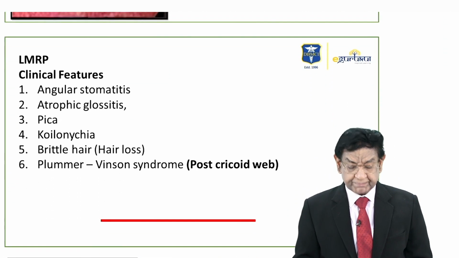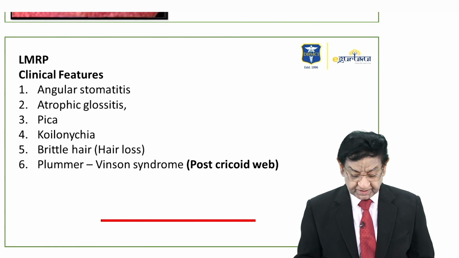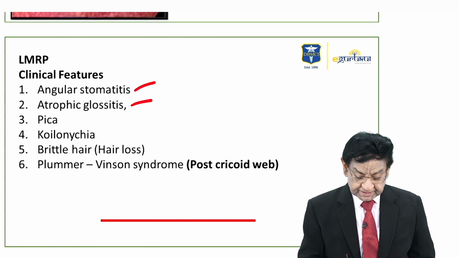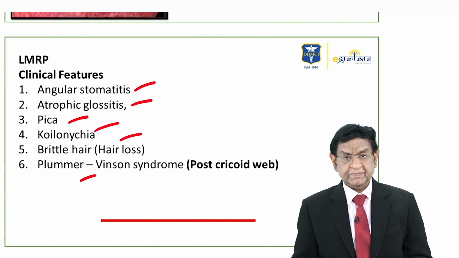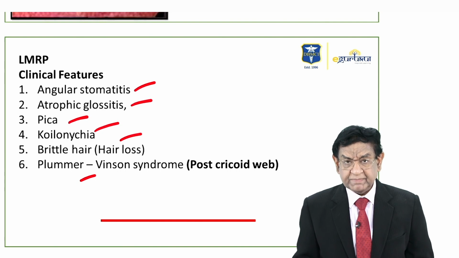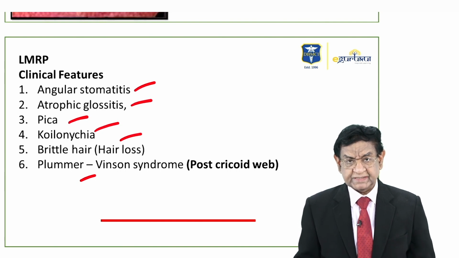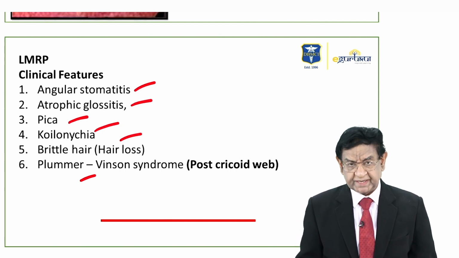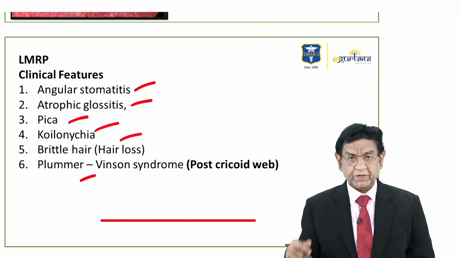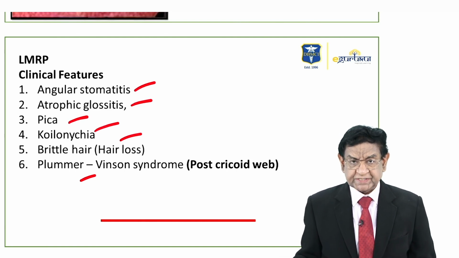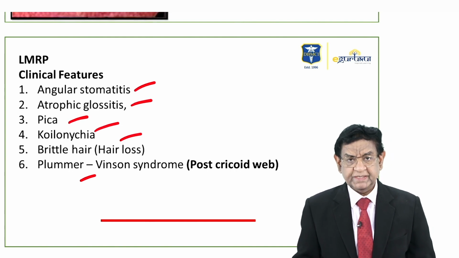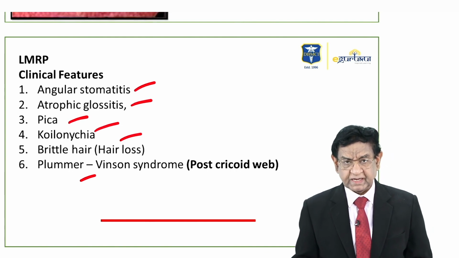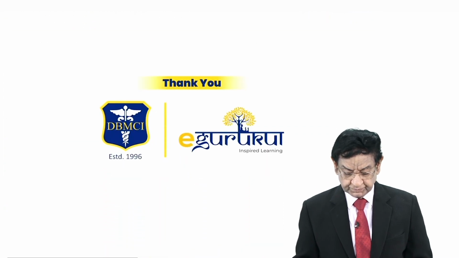So a quick recap, the last-minute revision points of what we learned in this: we get angular stomatitis, atrophic glossitis, pica, koilonychia, brittle nails, and Plummer-Vinson syndrome. And regarding the last-minute revision points of iron metabolism, I discussed them after each slide and the summary has already been given to you. Well, I'll be continuing with the investigations in the next part of iron deficiency anemia, that is, the IDA next session. Thank you very much.